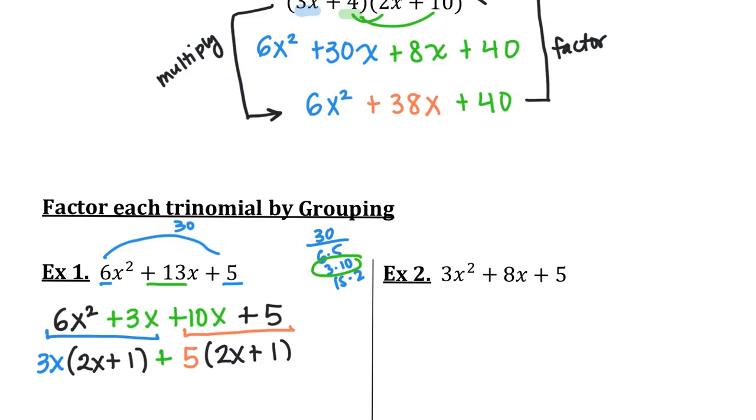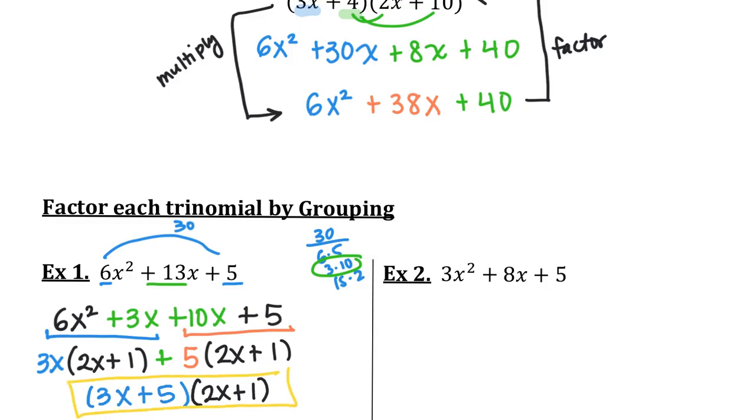Now this looks funny, but what I'm saying is I did 3x times 2x plus 1, plus I did 5 times 2x plus 1, and that's going to tell me that initially I had 3x plus 5, and then I multiplied both of those terms times 2x plus 1. And then we're going to go back and stare at it for a second.